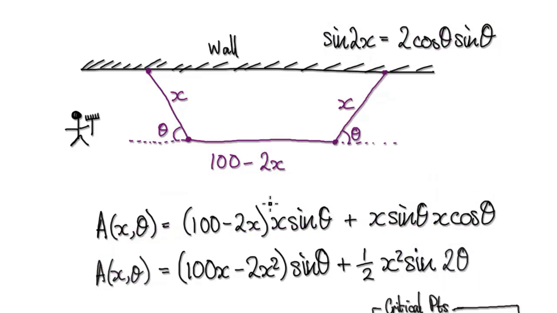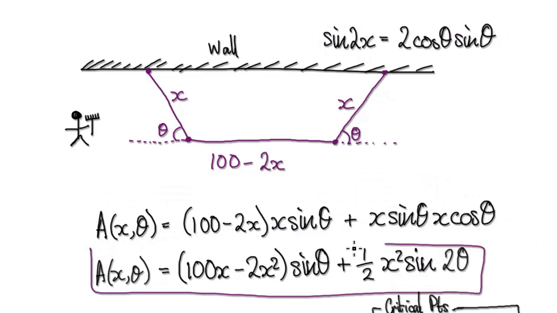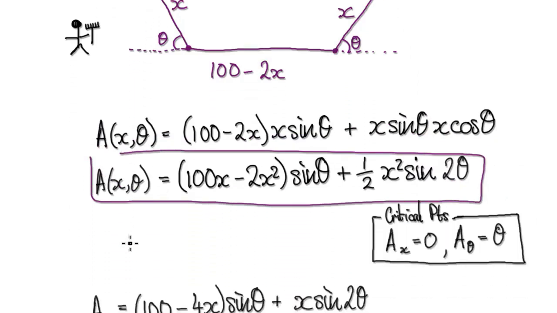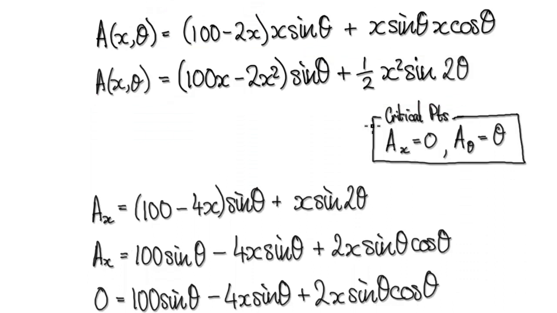So we've got a surface. Our surface is given by this. To find the critical points, in our case there should only be one point. To find the critical points, we demand that you partially differentiate it with respect to x, and we demand this to be 0. We also partially differentiate it with respect to the angle, and we demand this to be 0.